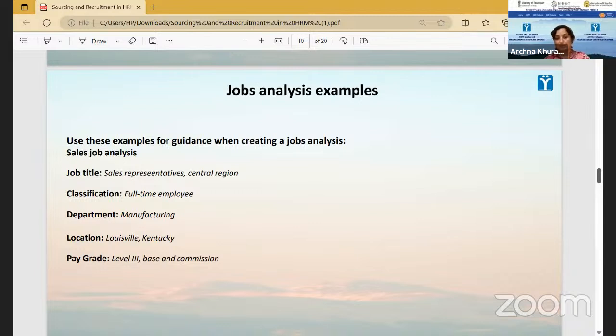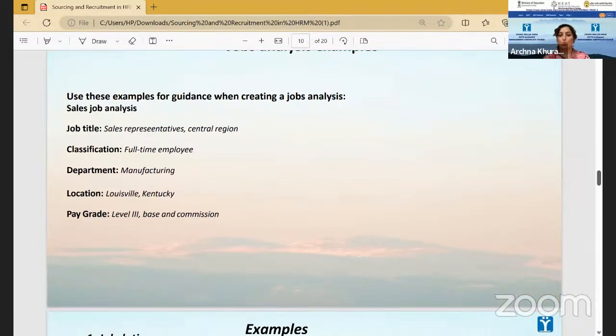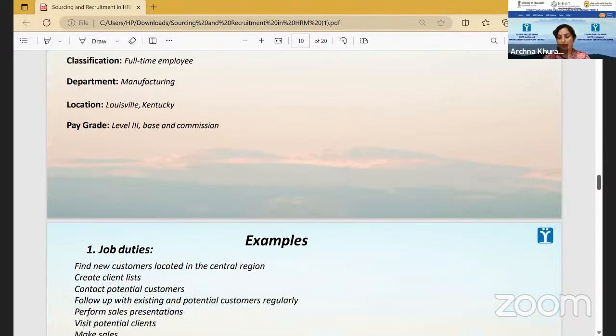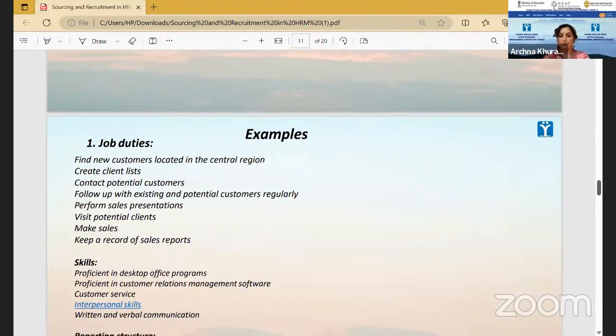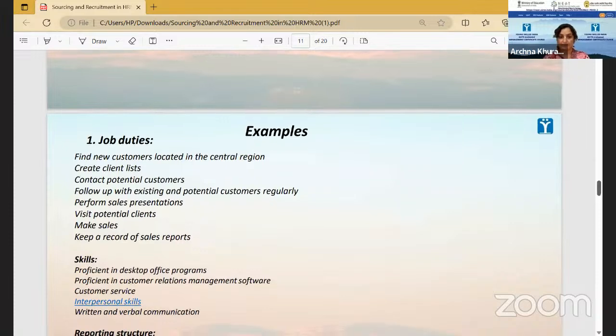Location is Kentucky, Louisville. Pay grade is level 3. Again, pay grades and scales depend on the organization. Some organizations openly write them out. Some organizations do not write them out in job descriptions for outsiders.